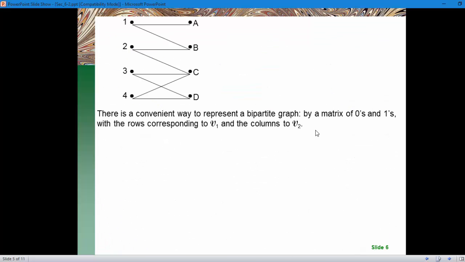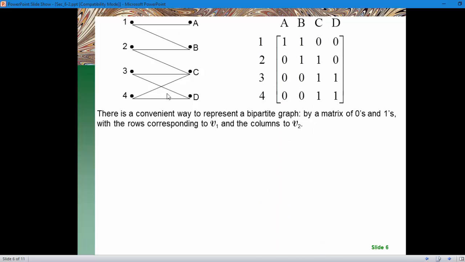All right, let's now look at another way we can model this. Instead of using diagrams, later on it will be easier to model this with a matrix. And here is the matrix that represents this graph.